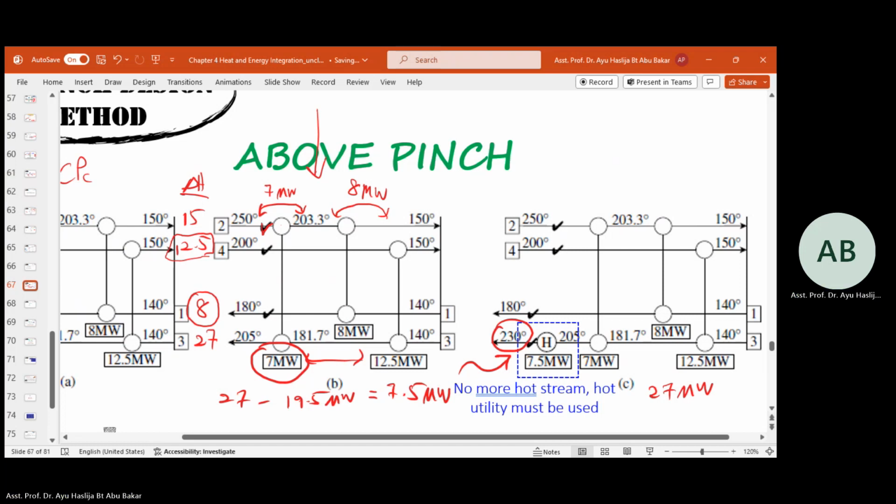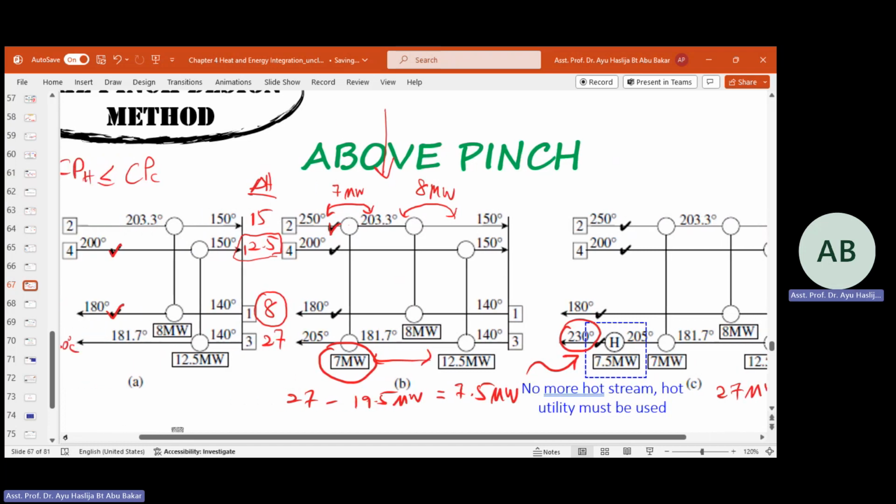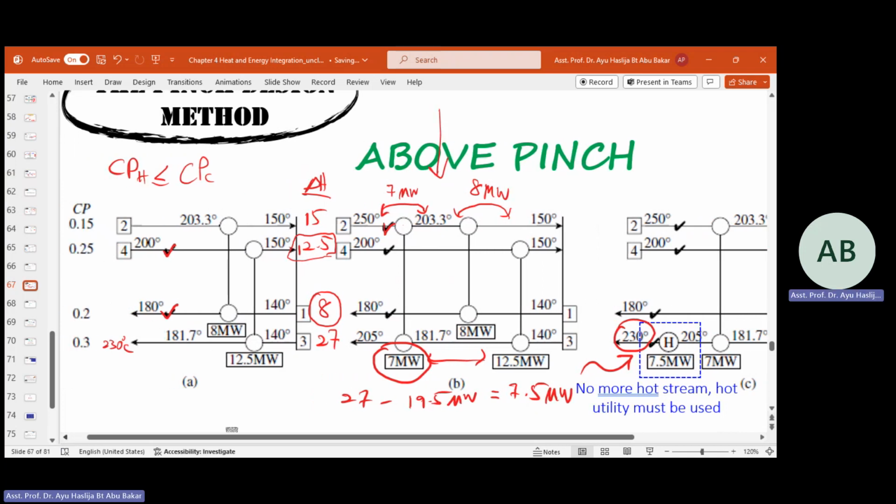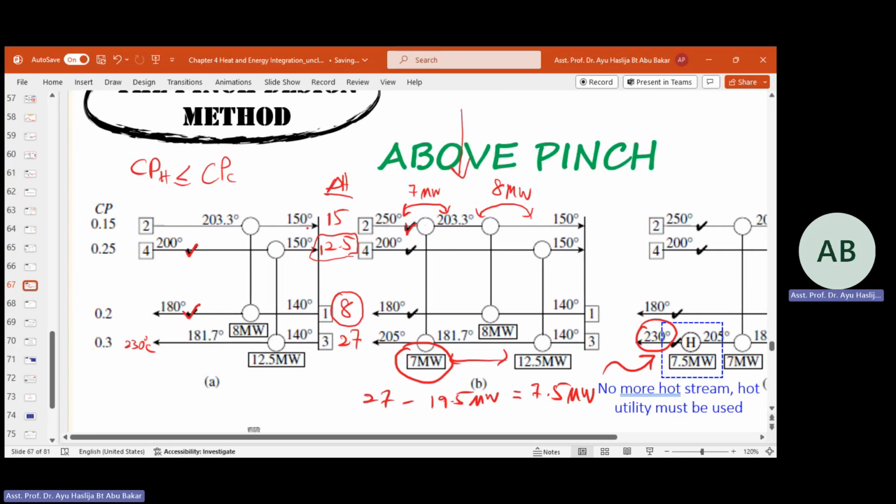Stream 1. How do we know we must give stream 1 8 megawatt? Okay, now I start from the beginning. Here, hot and cold. Hot, hot, cold, cold. Above pinch, CPH must be smaller or the same as CPC. Okay, now 0.15 is smaller than 0.2, right? So they can integrate. Heat can be given out.